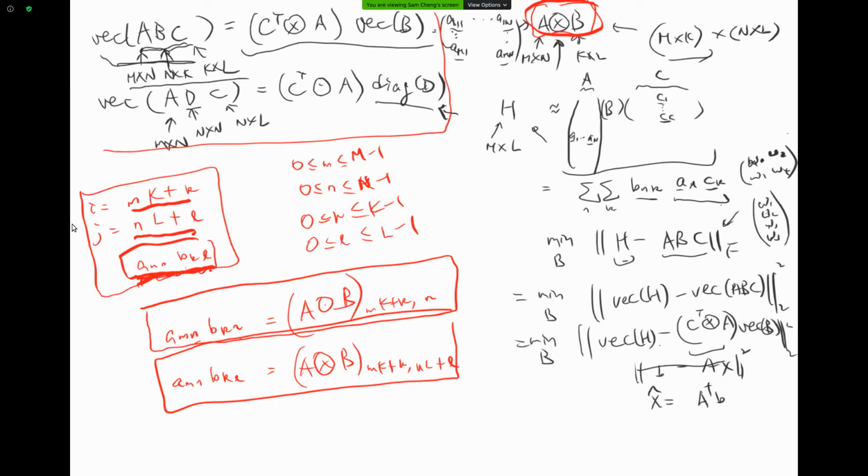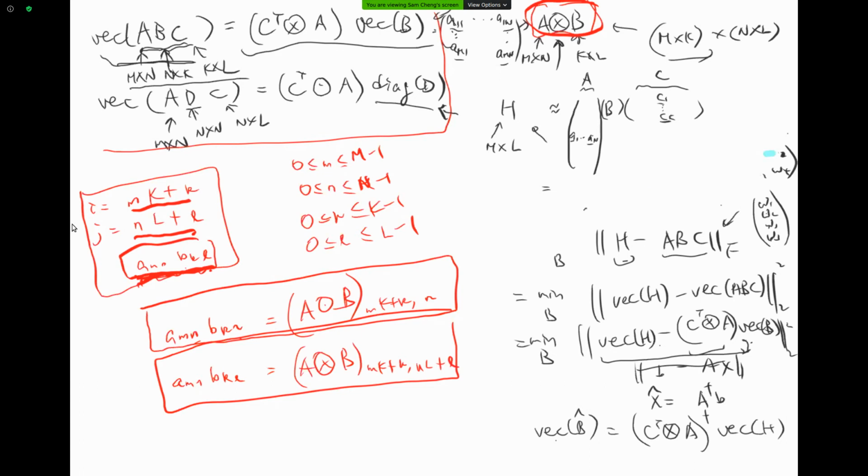So therefore, the best B hat, in vectorized version, will be equal to C transpose Khatri-Rao product A, pseudo inverse, times the vectorized H. And that's an application of the first identity here. By the same token, we can also use the second identity, but for a slightly different setup.